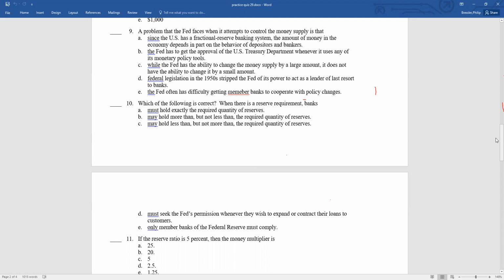All right, which of the following is correct when there is a reserve requirement? That's going to be B as in broccoli. They could hold more. As a matter of fact, a lot of banks were holding a lot of money because, even though they had a lot of cash, they didn't have confidence in the economy and people's ability to pay it back. So they were holding more. So they may hold more than, but not less than the required quantity of reserves.